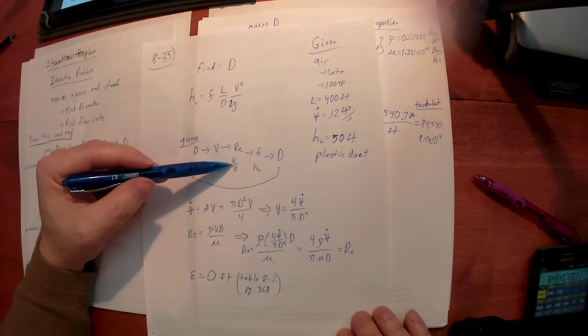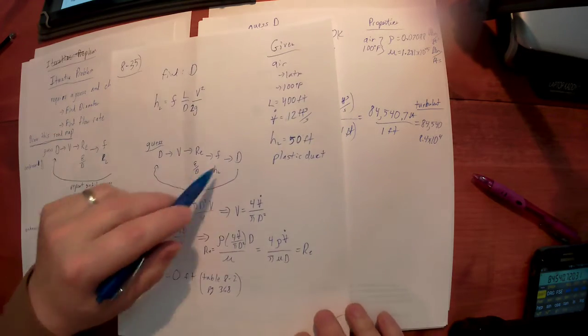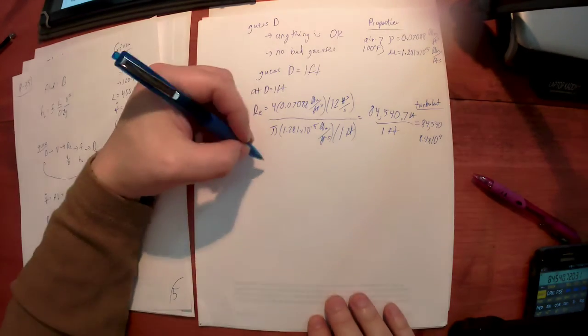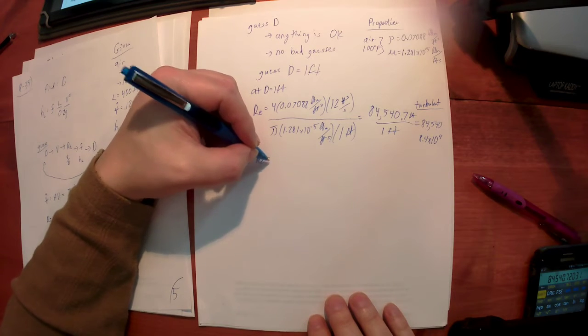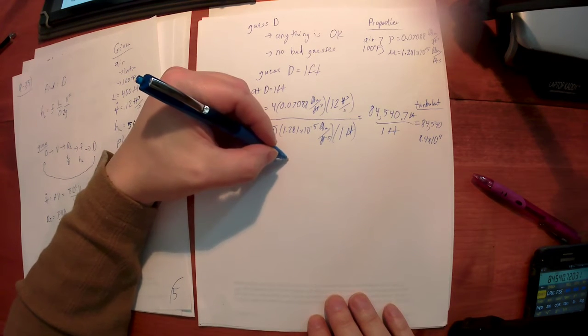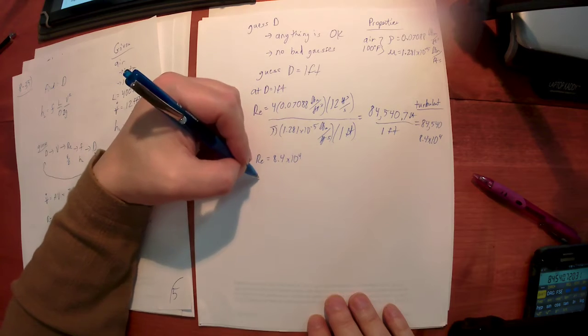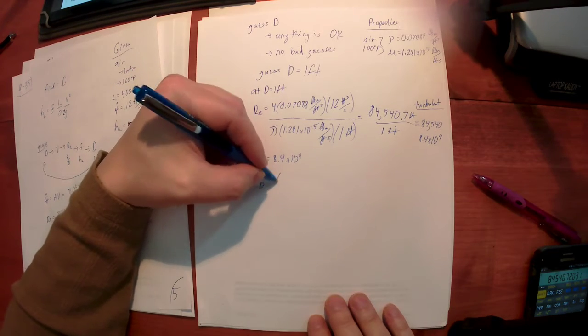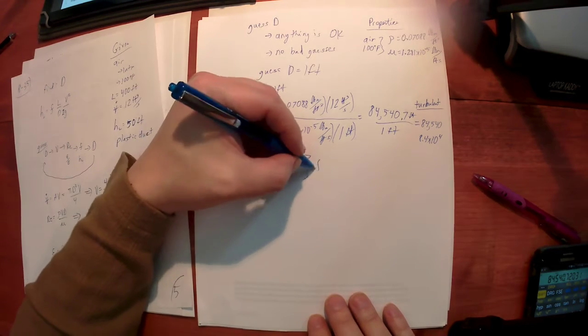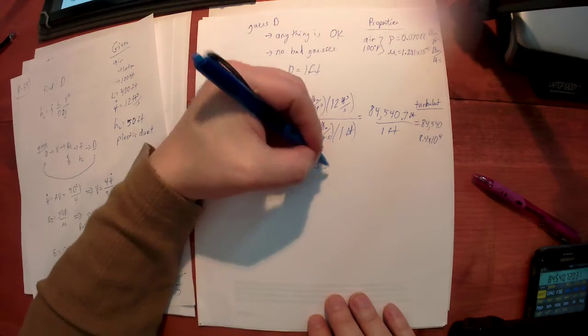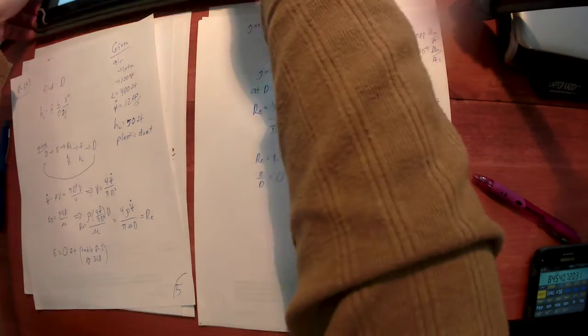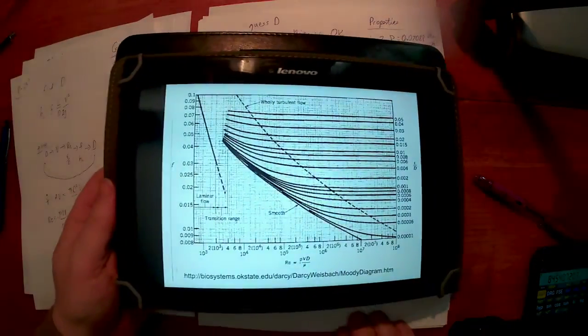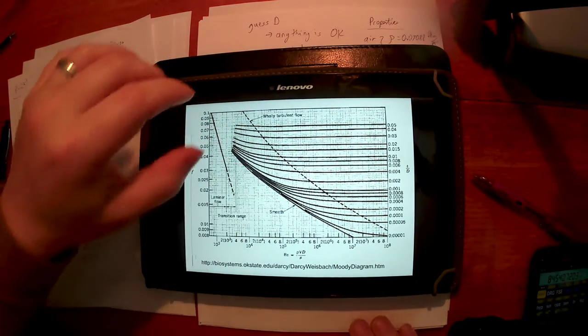That gives me a Reynolds number. Now I've got epsilon over d. That gives me an F value. Right? So Reynolds number of 8.4 times 10 to the 4, and an epsilon over d is equal to 0, because I've got a smooth plastic pipe. That means my friction factor, now I'm going to do this on a chart, and I'm going to do this in a couple of colors here.